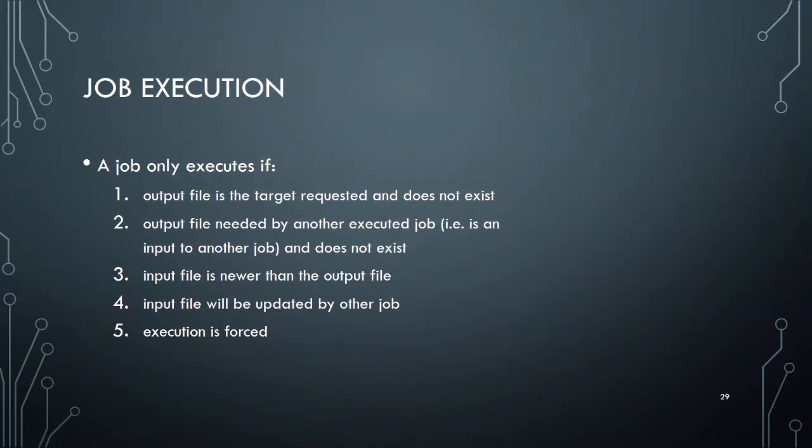And number 4 is the input file will be updated by other jobs. If some process touches a file and updates it in some way, then that will be rerun through the pipeline. And the final way is, of course, if you force execution. So if you just want to rerun something, even though the first 4 conditions weren't true, that's the final way you can do it.